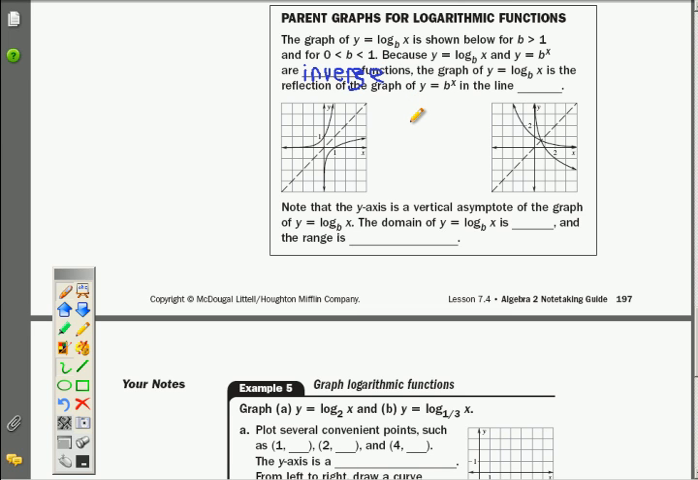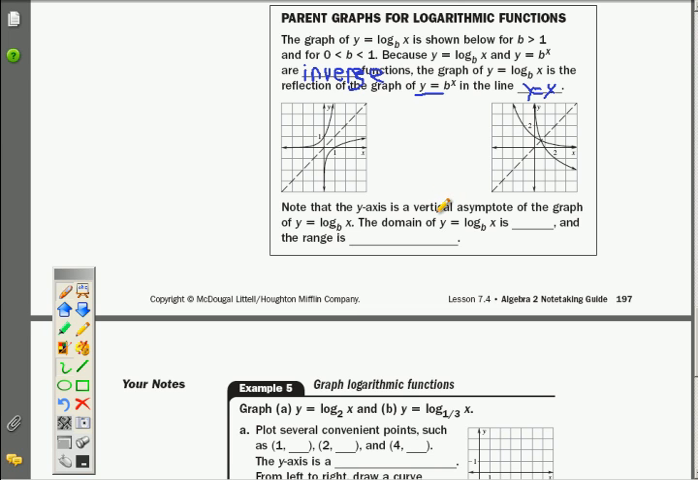The graph of y equals log base b of x is the reflection of the graph of y equals b to the x over which line? If they're inverses, they have to be a reflection over the line y equals x. So they look like this, and you can graph those in your calculator. You don't have to graph y equals log base b of x, just do the log of x, and it'll look just like these ones.